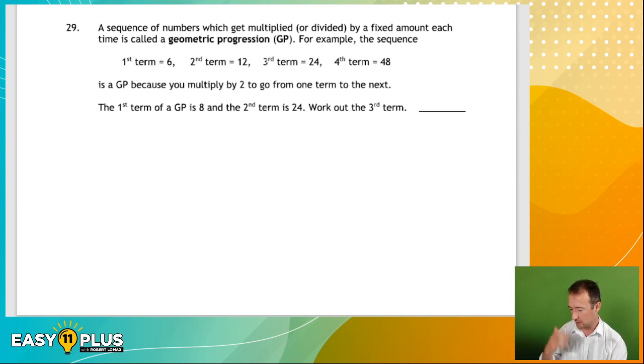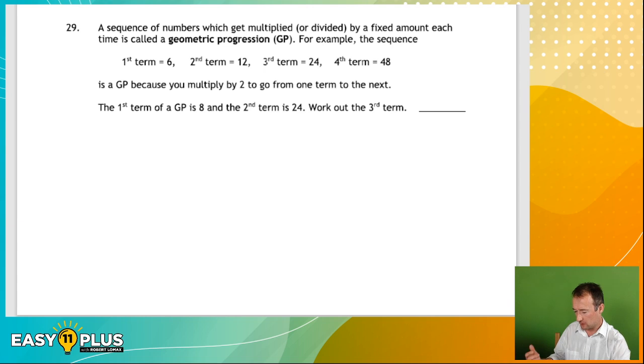So, a sequence of numbers which get multiplied or divided by a fixed amount each time is called a geometric progression. Okay? You don't really need to know what it's called to do this question, but it's useful knowledge. For example, the sequence 6, 12, 24, 48 is multiplied by 2 each time. 6 doubles to 12, 12 doubles to 24, 24 doubles to 48. So it's times 2, times 2, times 2.